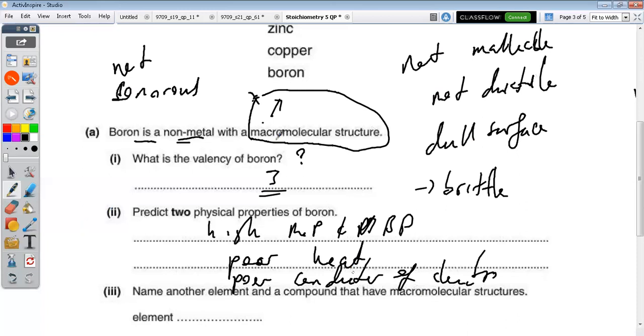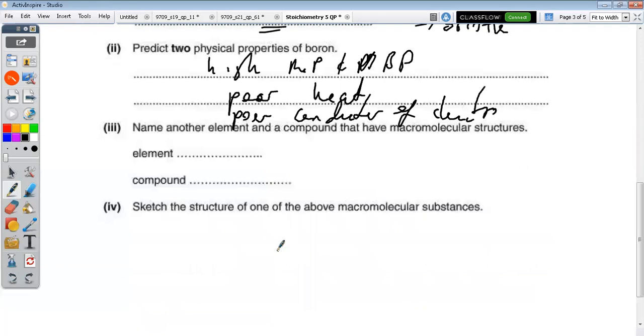Keyword here, non-metal and macromolecular. Macromolecular gives us the high boiling point. Clear now? Name another element and compound that is macromolecular. So we know that diamond is a form of carbon, or graphite. That is clear. Then the compound, we can talk of silicon oxide. Are we together?